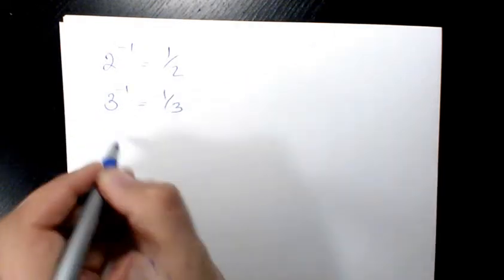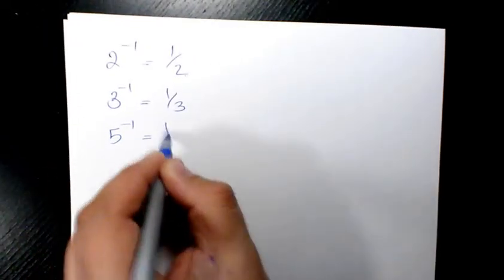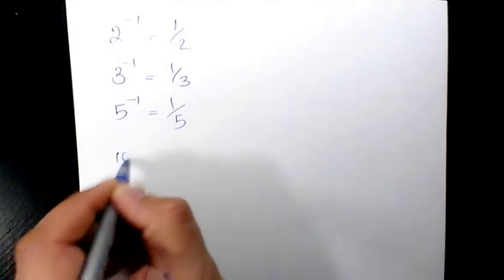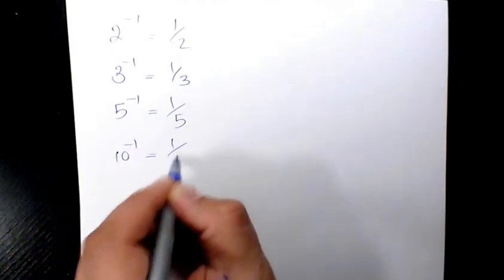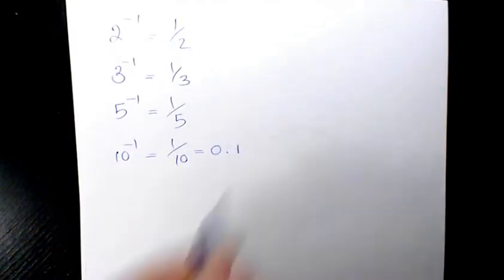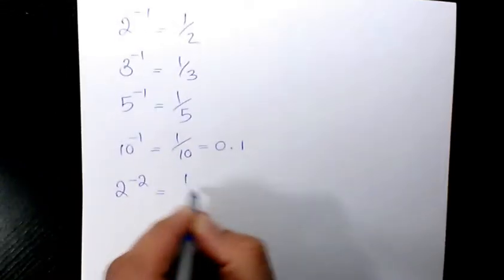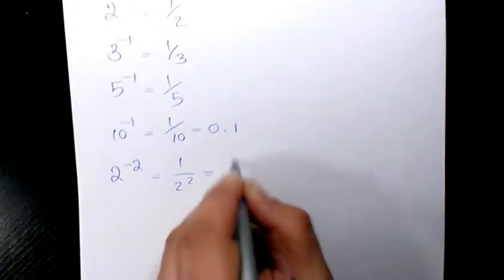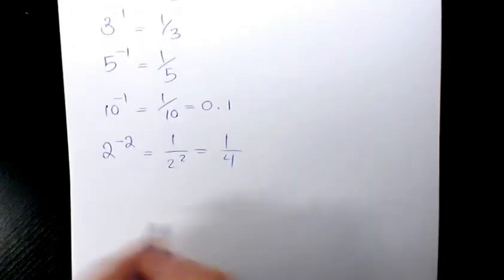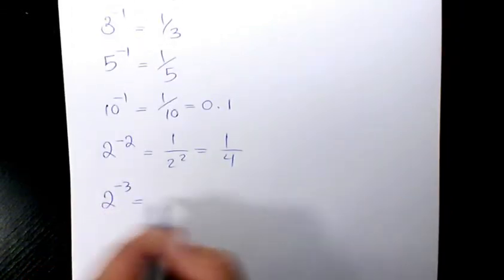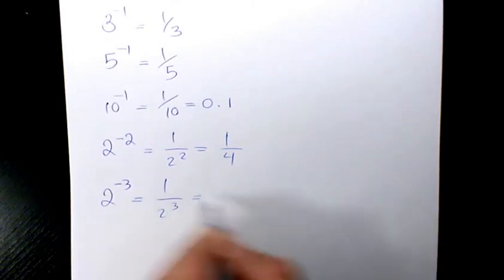Someone might ask you to evaluate 2 to the power of negative 1. That's going to be 1 over 2. 3 to the power of negative 1, 1 over 3. 5 to the power of negative 1, 1 over 5. 10 to the power of negative 1, 1 over 10 or 0.1. 2 to the power of negative 2 is going to be 1 over 2 to the power of 2, which is going to be 1 over 4. 2 to the power of negative 3 is going to be 1 over 2 to the power of 3, which is going to be 1 over 8.